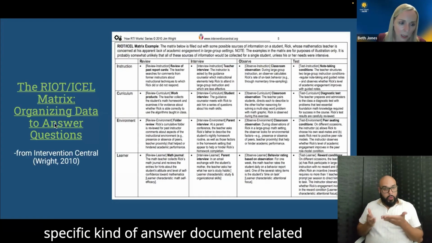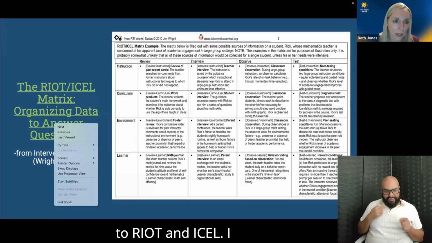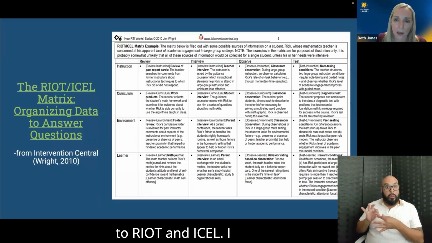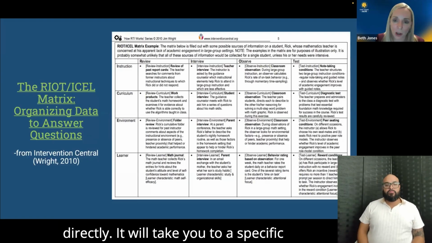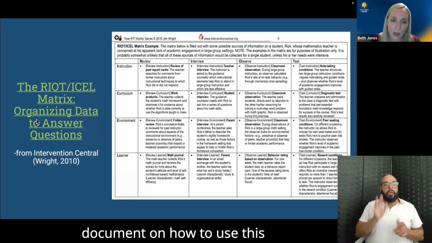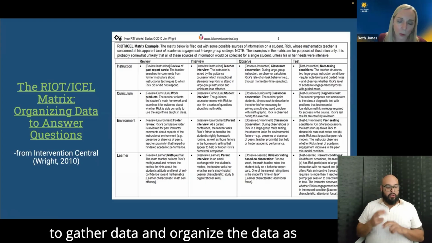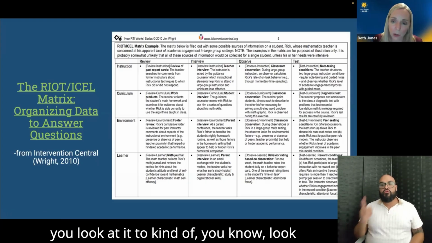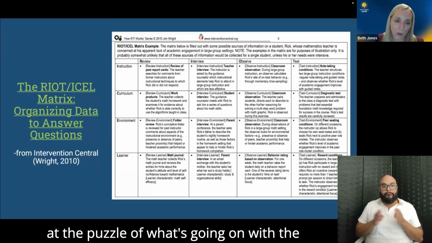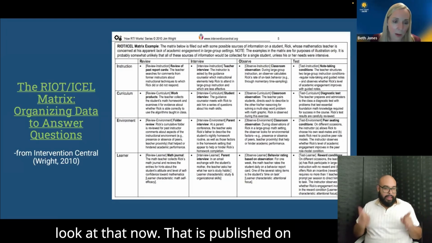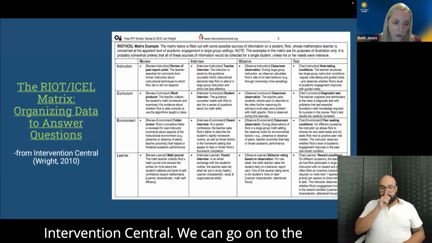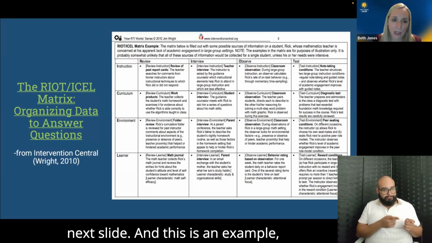There's a specific kind of answer document related to RIOT and ICEL. I don't know if you're clicking on that directly. It will take you to a specific document on how to use this to gather data and organize the data as you look at the puzzle of what's going on with the kiddo. But we don't have to specifically look at that now. That is published on Intervention Central. We can go on to the next slide.